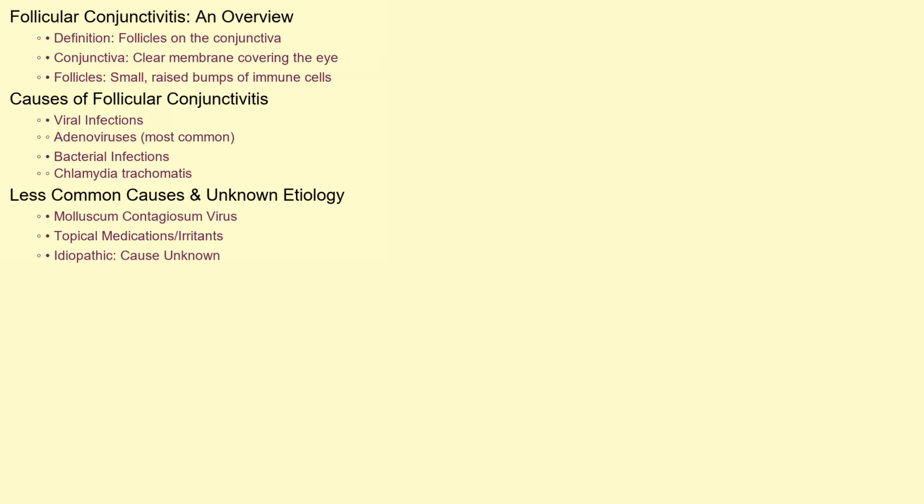So, let's get started. Follicular conjunctivitis, as the name suggests, is characterized by the presence of follicles on the conjunctiva, the clear membrane that covers the white part of your eye and the inner surface of your eyelids. These follicles are small, raised bumps composed of lymphocytes and other immune cells. The most common culprits behind follicular conjunctivitis are viral infections, particularly adenoviruses. However, other causes include certain bacterial infections like Chlamydia trachomatis, molluscum contagiosum virus, and even reactions to topical medications or irritants. Sometimes the exact cause remains unknown.